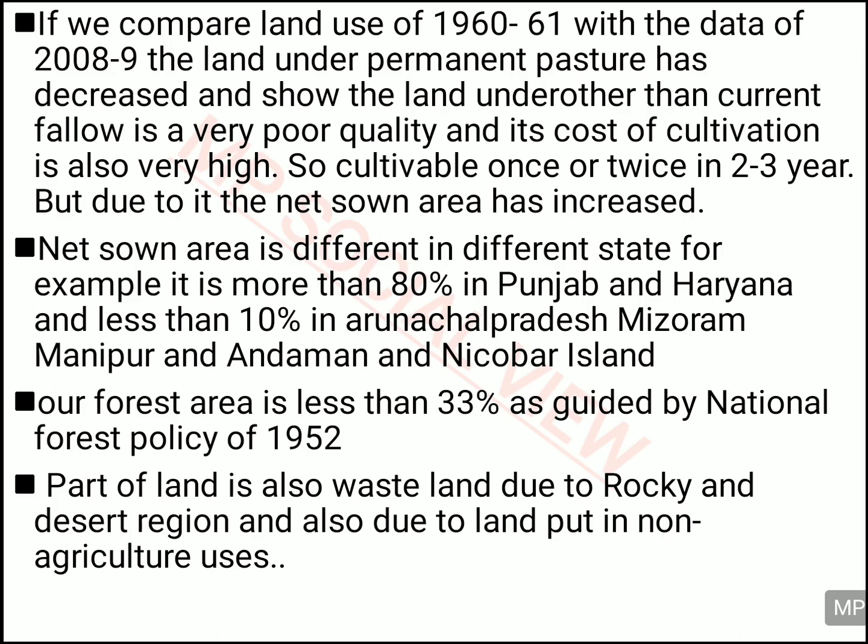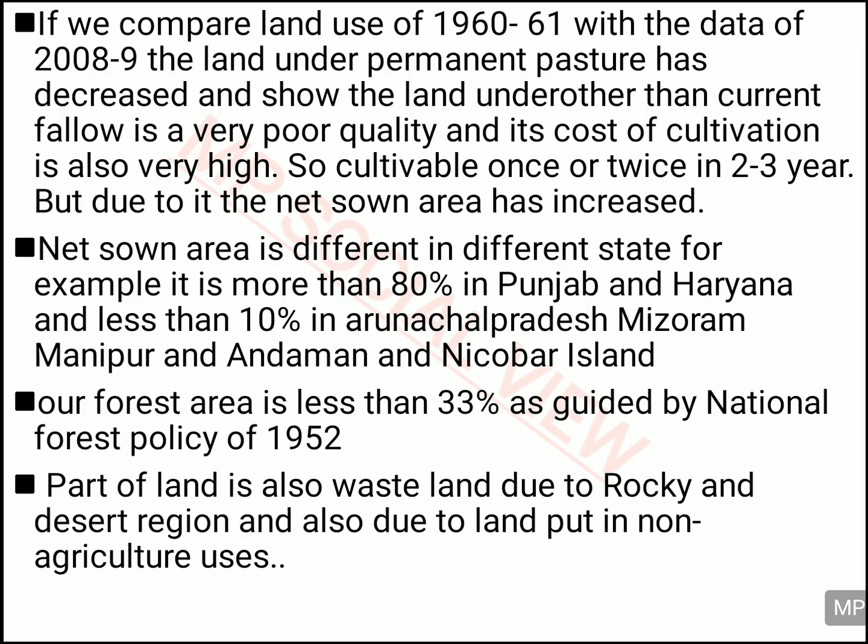But by bringing pasture land or some fallow land under the net sown area, what is happening is that this land is actually of poor quality, and it takes a lot of money for cultivation. It's expensive to cultivate in that area because it is cultivated only once or twice in 2 to 3 years. So net sown area has definitely increased, but it has some limitation because of this practice. And you know that net sown area is not the same everywhere.